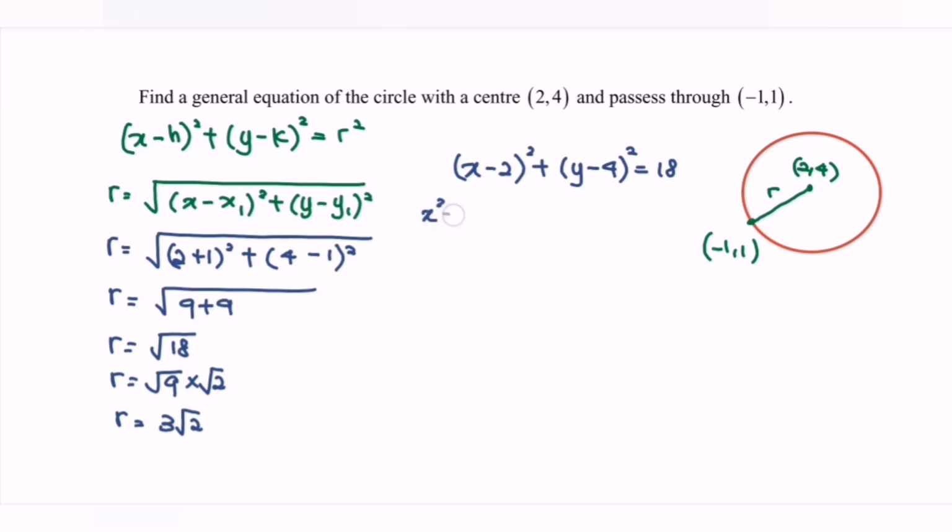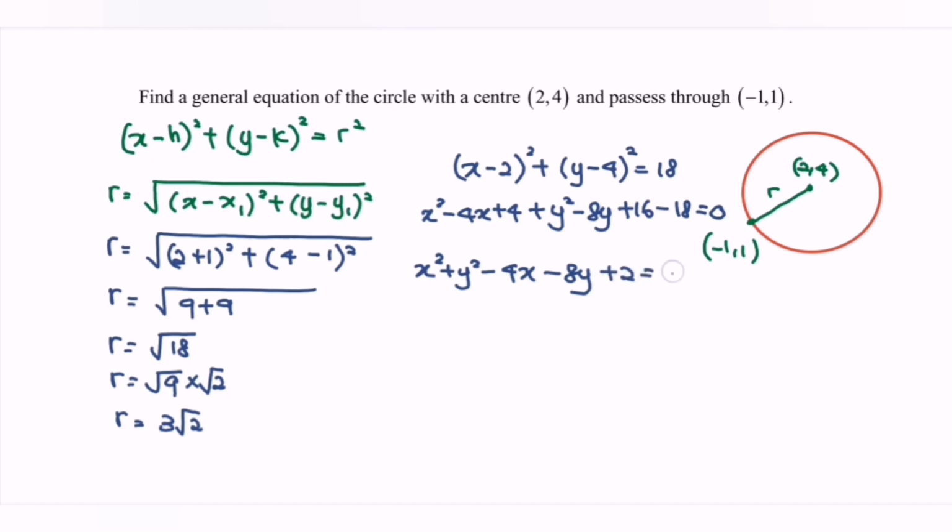So x² - 4x + 4 + y² - 8y + 16 - 18 = 0. Simplify the situation. x² + y² - 4x - 8y + 20 - 18. So finally we have + 2 = 0. So here we have the general equation of the circle with the center (2, 4) that passes through the point (-1, 1).